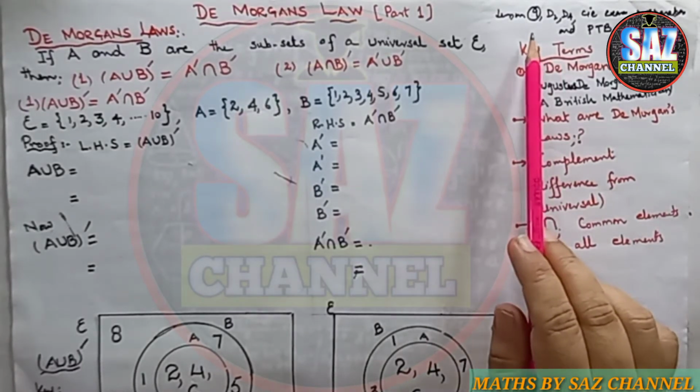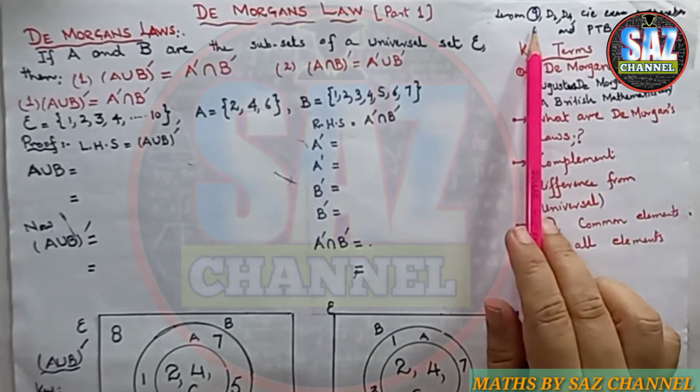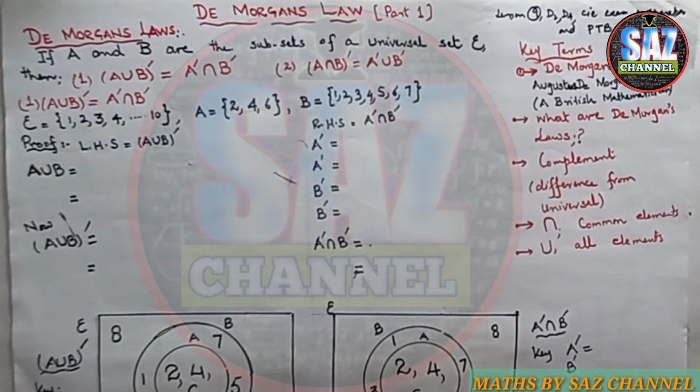This is my ninth lesson about Introduction to Set Theory. This lesson is equally important for D2, D4 students and the students who are preparing CI examination and PTB students. In this lesson, we'll discuss De Morgan's laws.